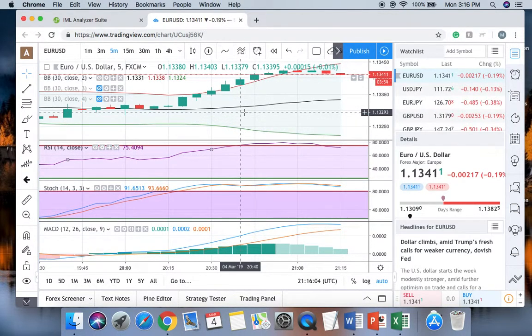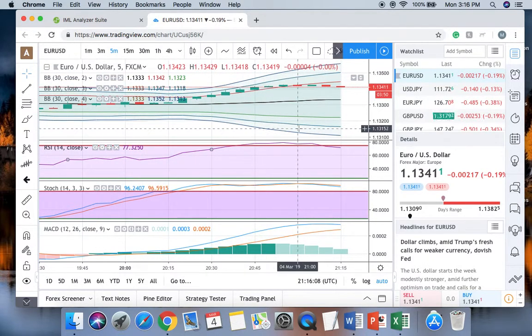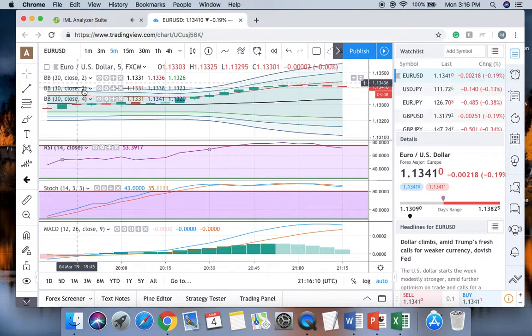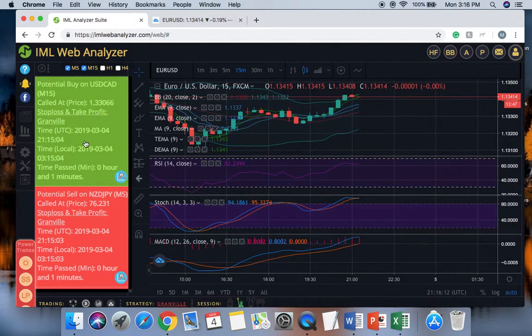So if we're trading on a price reversal, what I like to see is I utilize standard deviation 3, standard deviation 4. If you just heard that noise, that's what happens when there's an indicator. So we have a potential 15-minute buy on this USD Canadian dollar. So if we're interested in getting in on that trade, we'd head over there and check it out.